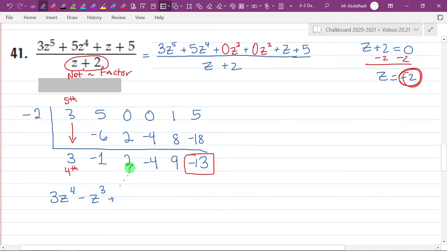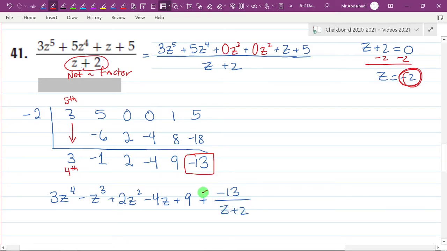Plus 2z to the 2nd power minus 4z to the 1st power. We don't write the 1st power. Plus 9z to the nothing. Plus, and now we have a remainder. The remainder is -13 over the original divisor, which is z plus 2.